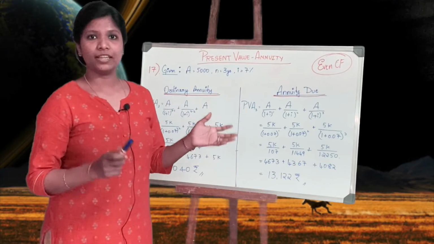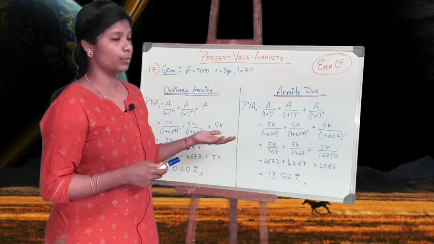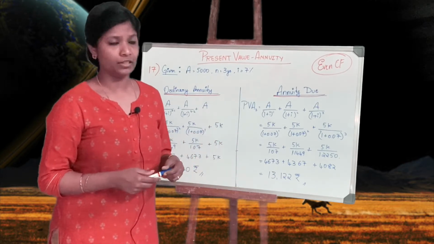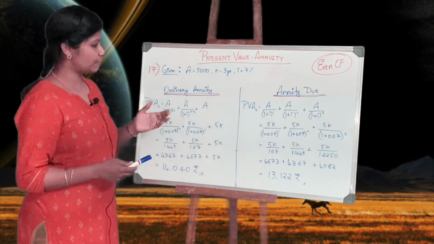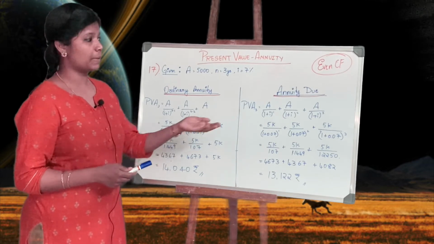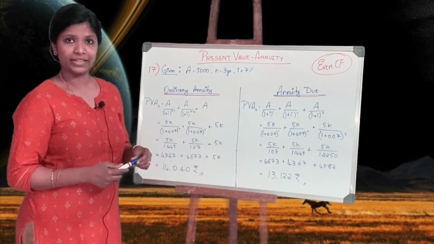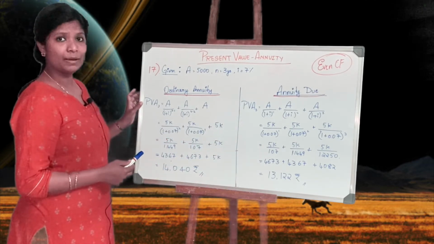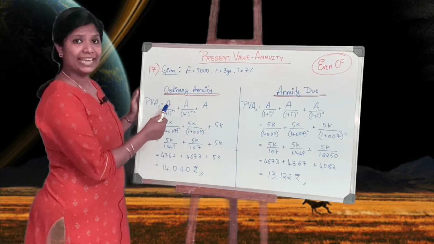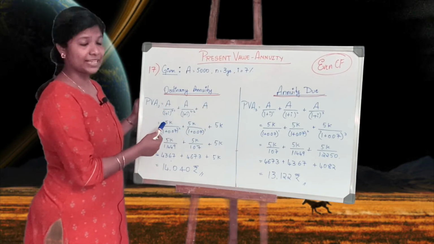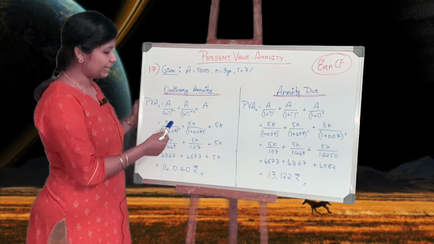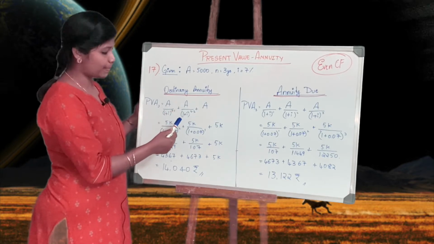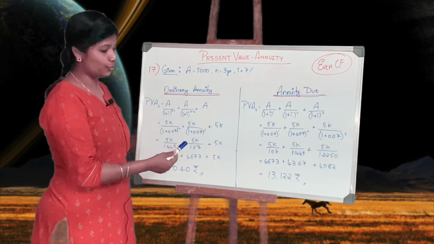So the other way we would solve is the formula method. Now here I put for both, that is payments made at the end of the time period and payments made at the beginning of the time period. Now the same thing in formula: present value of annuity equals A divided by 1 plus I to the power of 3 minus 1, A divided by 1 plus I to the power of 3 minus 2, and plus A.